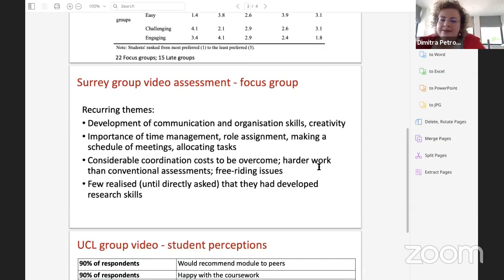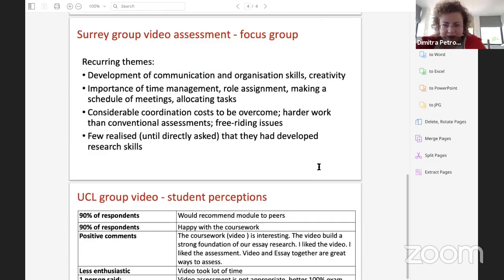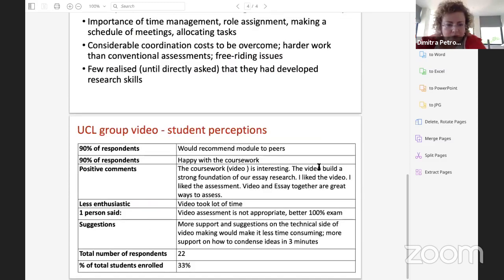So on balance, they got a lot out of it, but it was tough. They said it was the hardest assessment in terms of the level of personal effort that had to go into it. And I think, Sylvia, you have some of your feedback as well here.